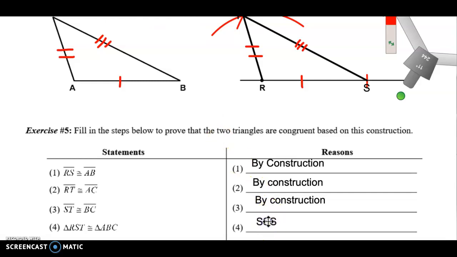Okay, so we're going to practice some more constructions in class tomorrow, some more triangle ones.